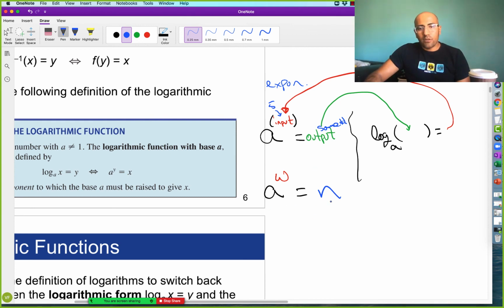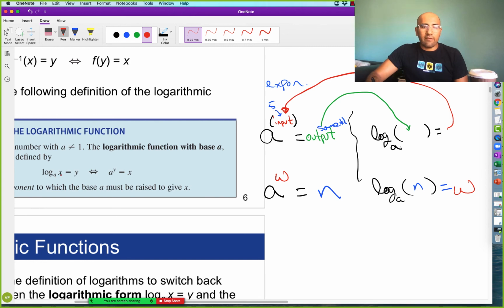So in exponential land, here is our input, the w letter, and our outputs are n values. But now we come over here and we apply log base a, and we apply the n in here. That becomes the new input into here. Then the output is going to be that w.